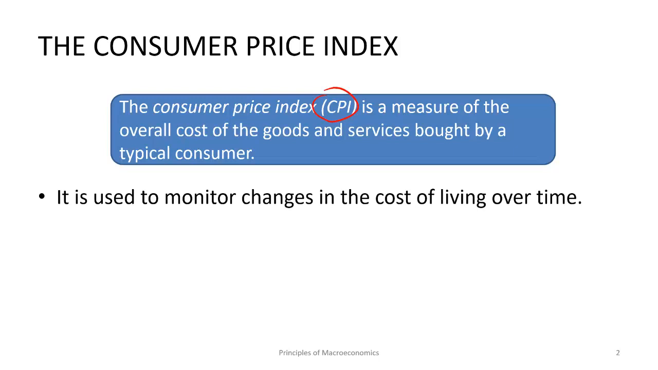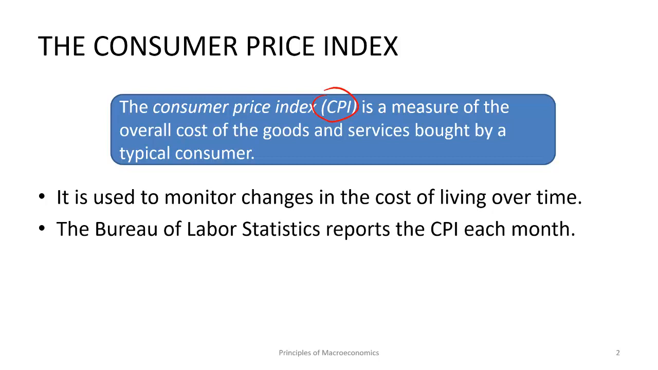So it is used to monitor changes in the cost of living over time, because it helps us to understand how expensive it is to live today than perhaps 30 years back or maybe 5 years back. Also it is used to compare cost of living across geographies. I am sure, living in the state of New York, you know how expensive it is to live in New York City compared to living in a city like Albany. And also this data on CPI is collected by Bureau of Labor Statistics on a monthly basis.